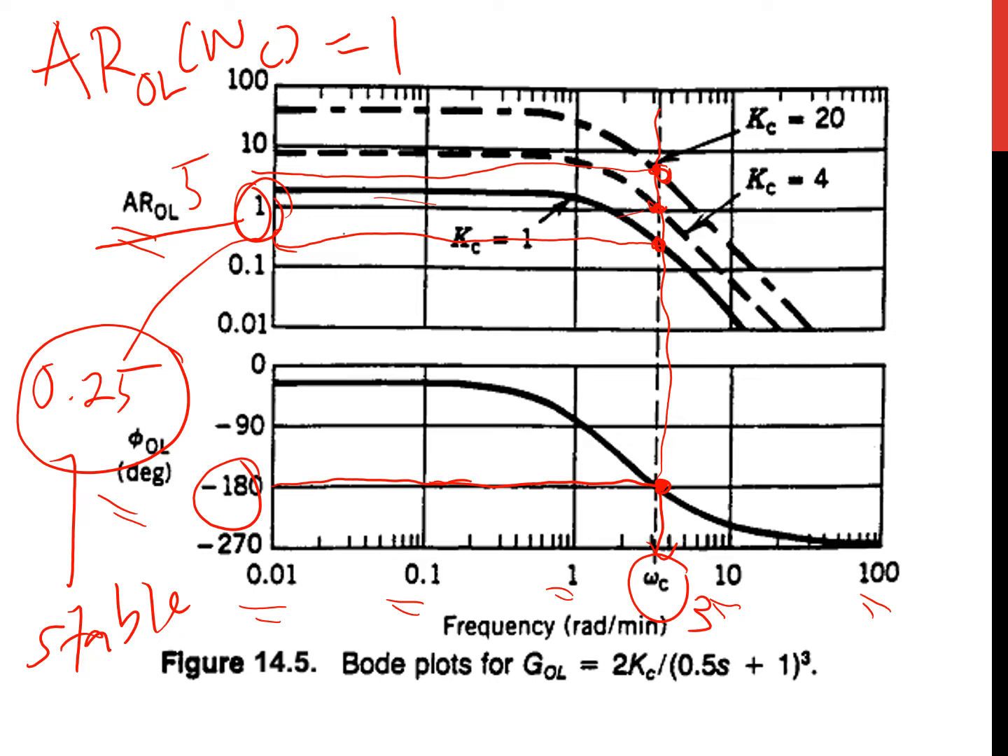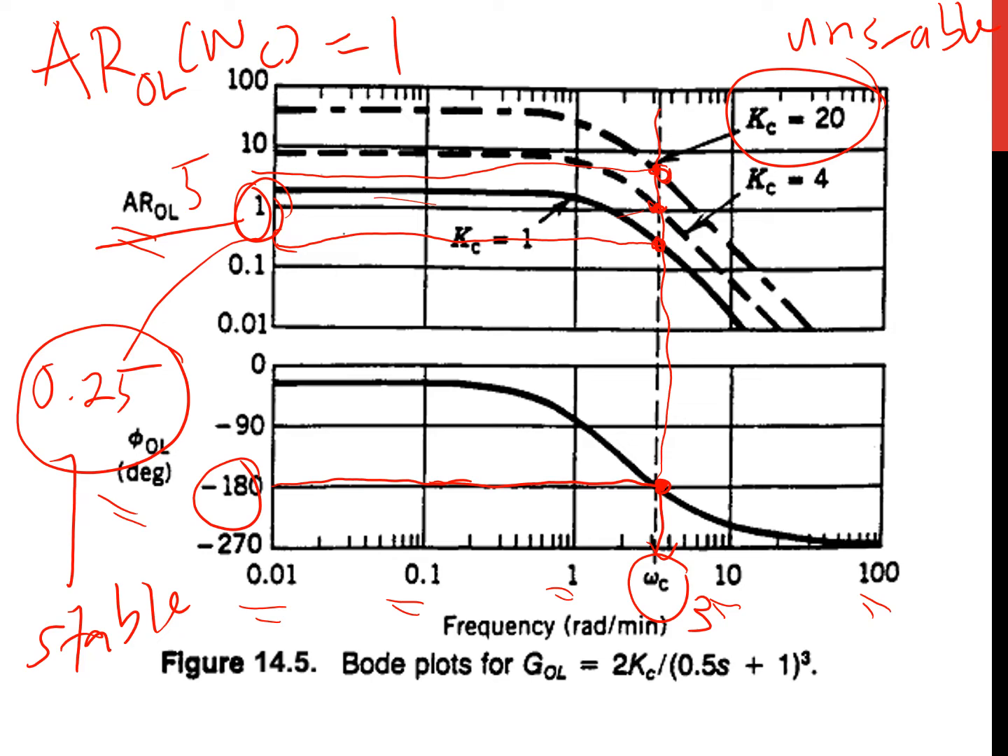But if we use the KC equal to 20, the value is 5, greater than 1. So the meaning that for the KC20, unstable system. Meaning that the closed loop response, if you use the KC equal to 20, become unstable. So no point to use this value.